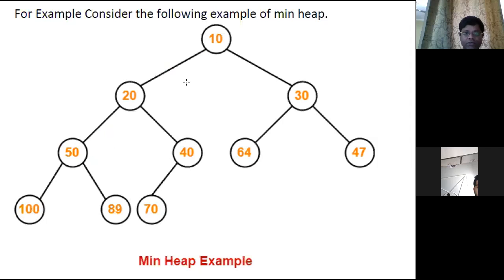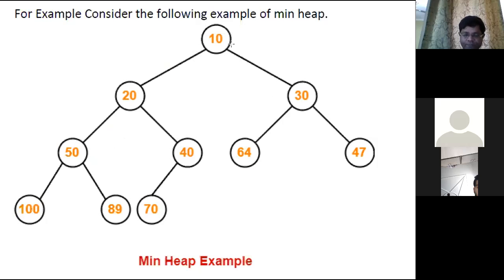There are 10 nodes, and in the root, we see that the key value at the root is lesser than all the elements either in the left subtree or the right subtree. Just check. 10 is the root, and on the left of 10 is the value 20, and on the right of 10 is the value 30. No, these values are greater than 10. It means this is the min heap since the root has the minimum value.